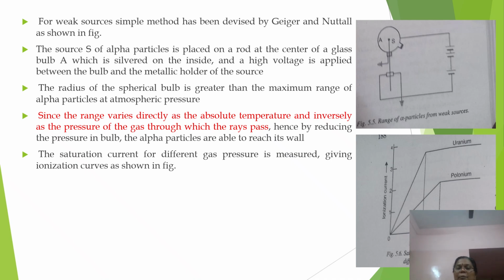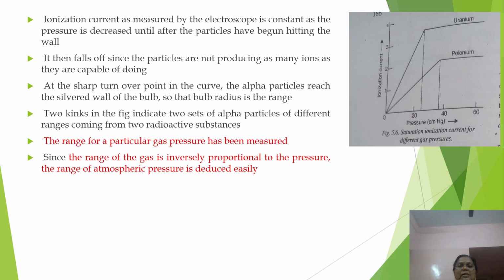Since the range is directly proportional to absolute temperature and inversely proportional to the pressure, the pressure can be reduced until the alpha particle is able to reach the wall. The saturation current for different gas pressures is measured, giving the ionization curves as shown in the diagram. The ionization current is measured by the electroscope and stays constant as the pressure is decreased, until the particles have begun hitting the wall.